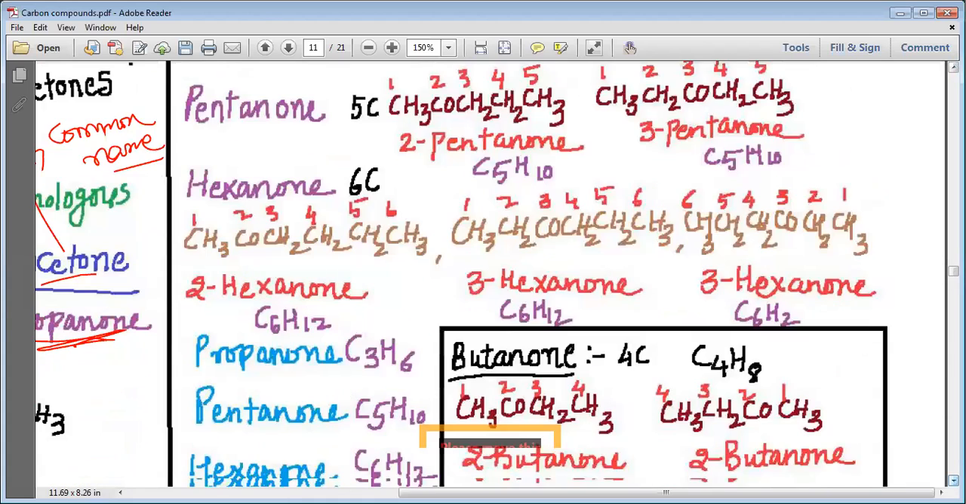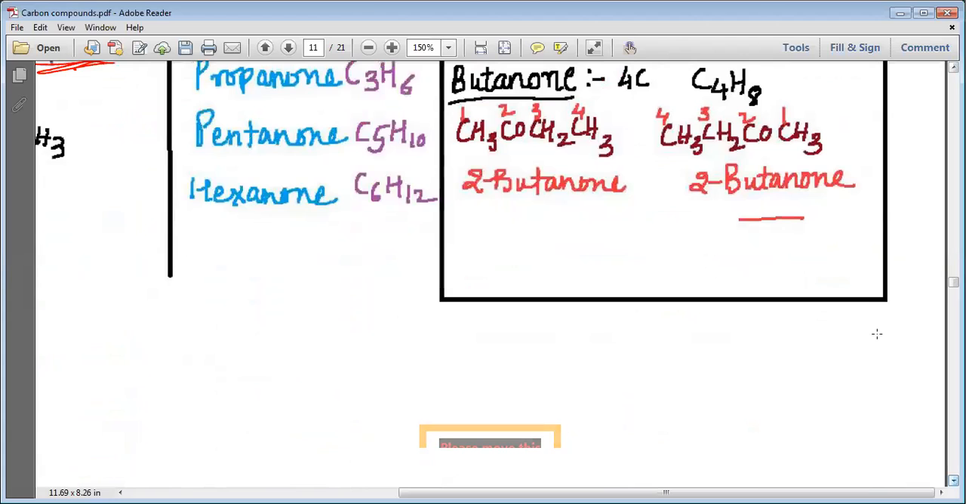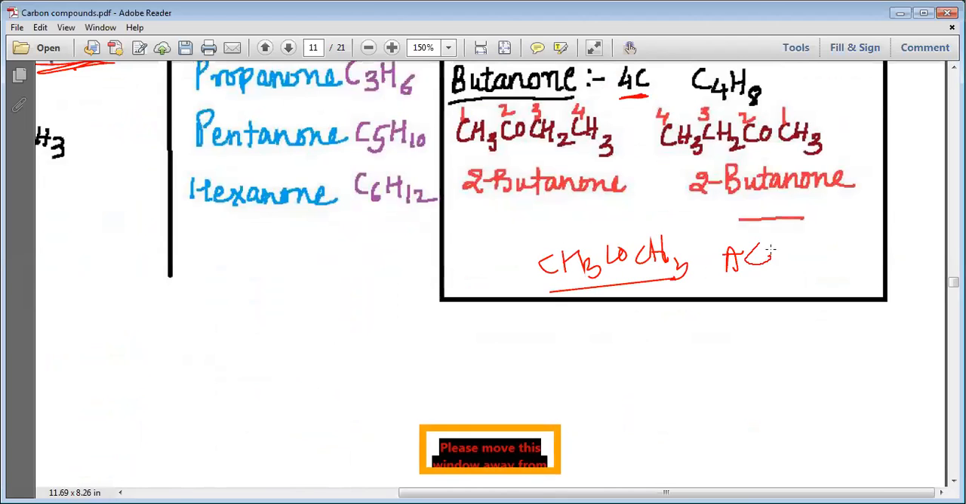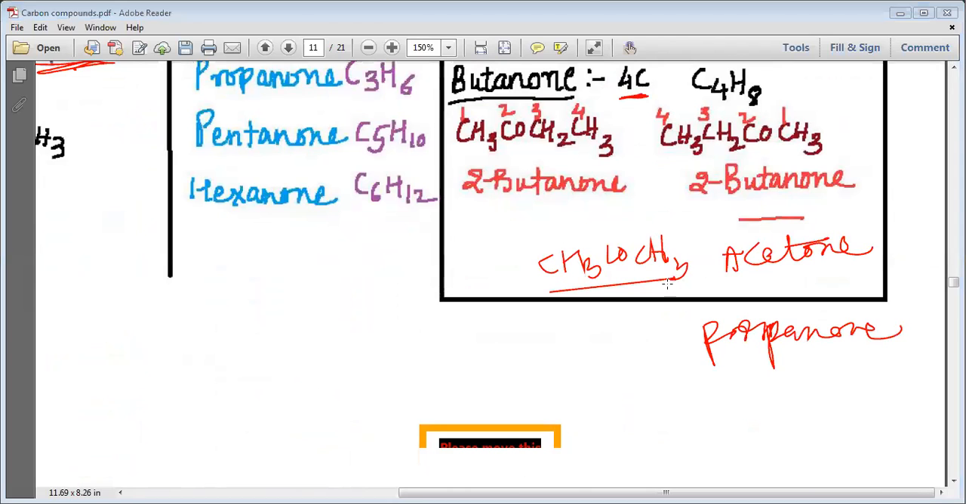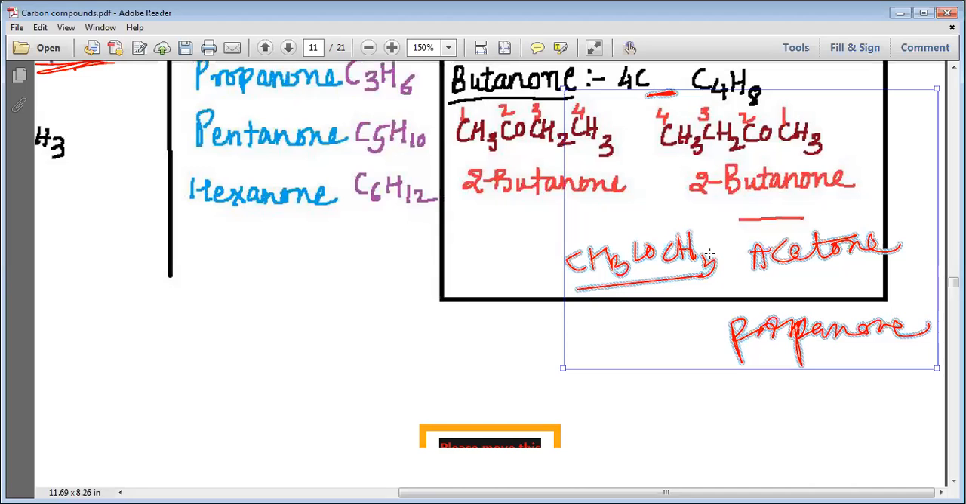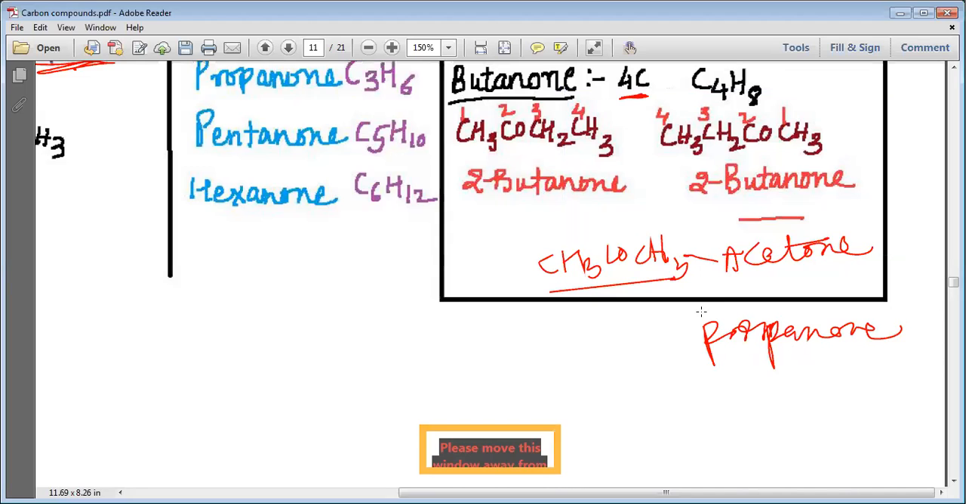If you look at the butanone, my dear students, I have shown you the butanone here in this box. This butanone has got 4 carbon. Propanone was CH3COCH3. This propanone has got 2 names. One name is acetone, another name is propanone. Please remember, these 2 names belong to the same compound. This is the common name, whereas this is known as the IUPAC name.